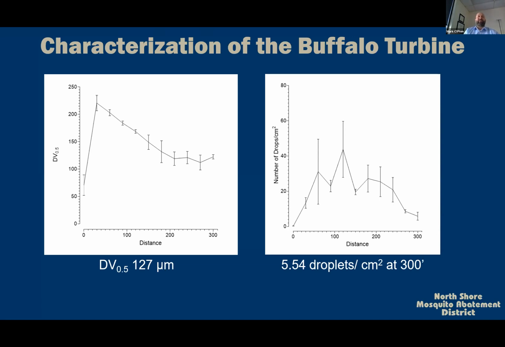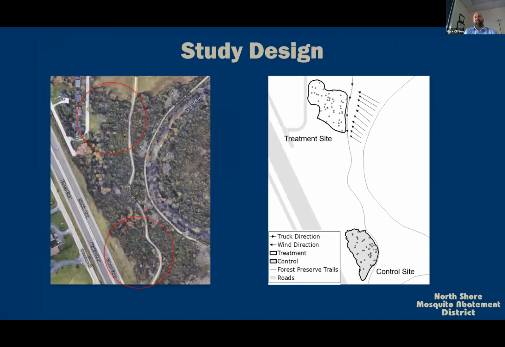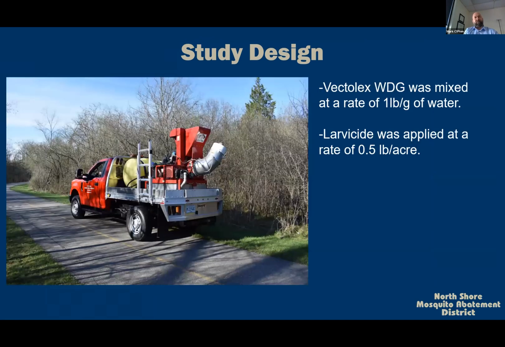The next step was to test this operationally to see how this worked. So we picked an area along a jogging path where we had a treatment site and a control site. Both these sites are about 1 acre in size, and they're notorious for being really productive for mosquitoes, and they just harass people as they're running through or biking through, whatever. The goal was to apply about 1/2 pound an acre.